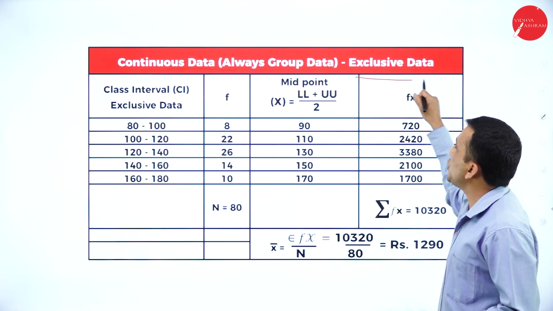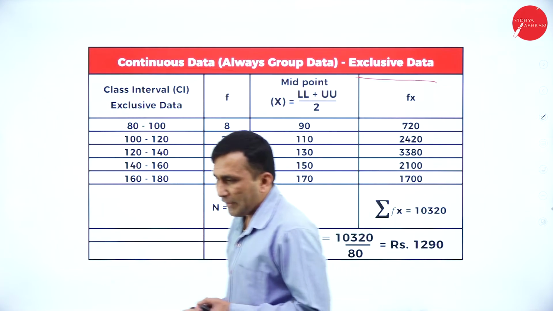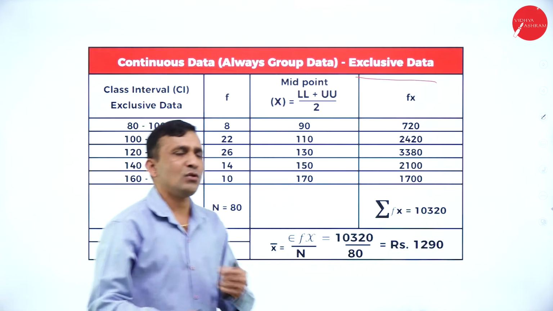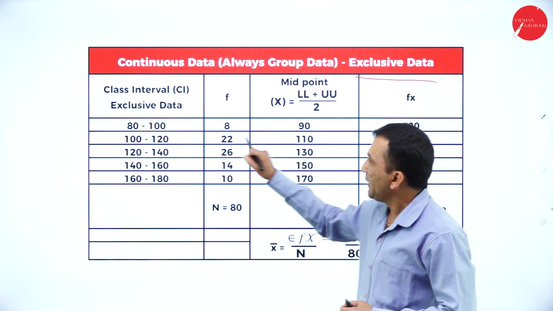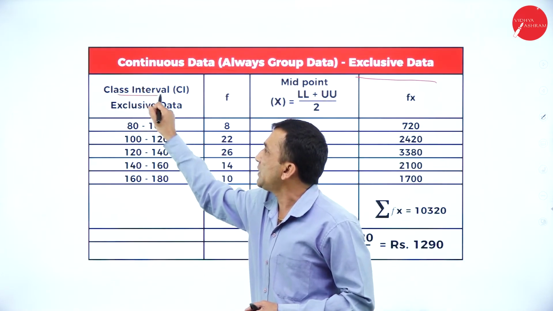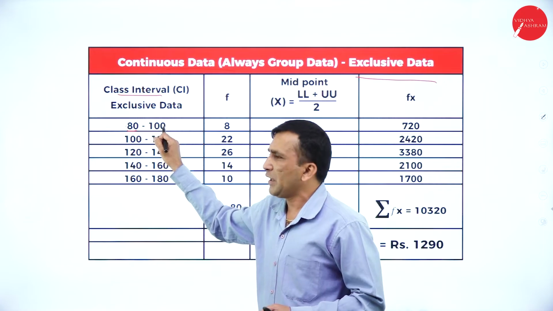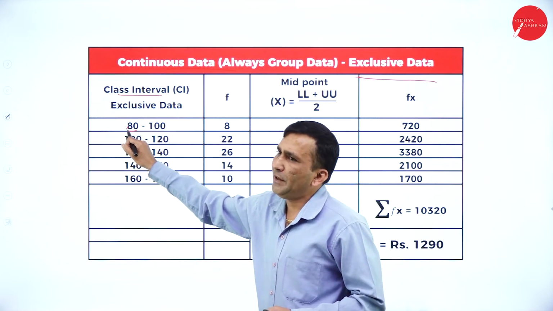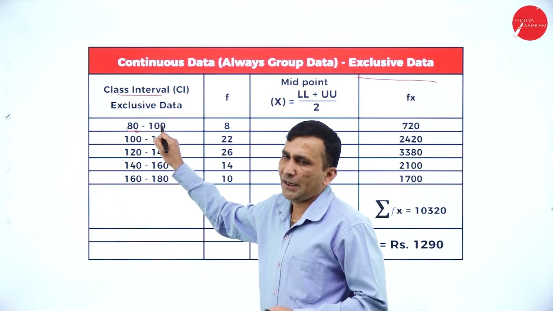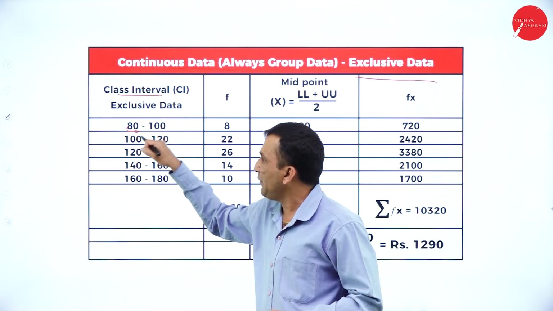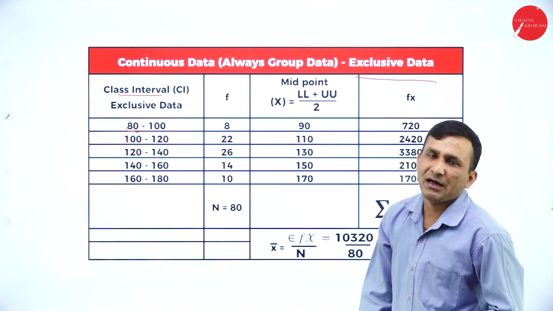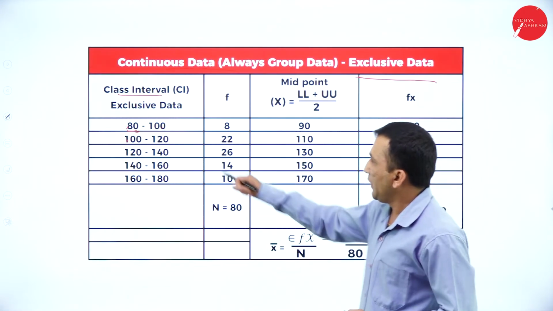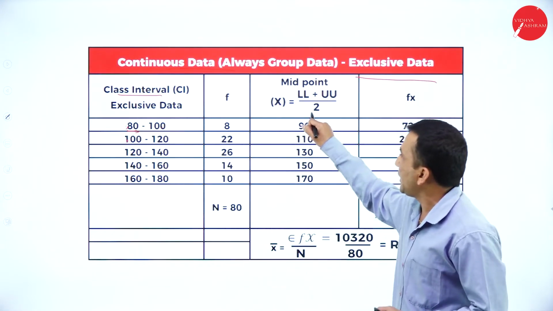When exclusive data is given, we don't have any process to convert, because I told you directly in the class interval, when the first class has lower limit 80 and upper limit 100, and the upper limit is carried to the next class as it is, then no conversion is required. So in this case, we can directly take the midpoint.